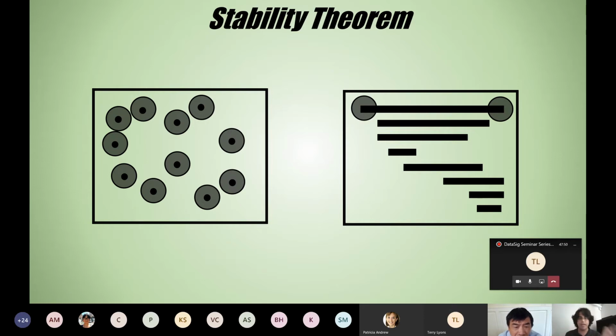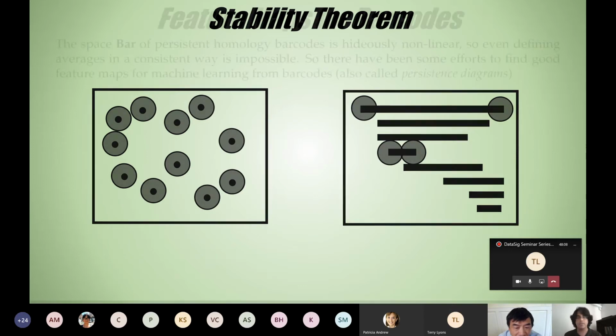That same radius that you perturb the points by, but that tiny bar could disappear entirely. So the long bars are somehow telling you about all the spatial features of your data that are invariant to these minor fluctuations. Anyway, so this is a nice stability theorem.